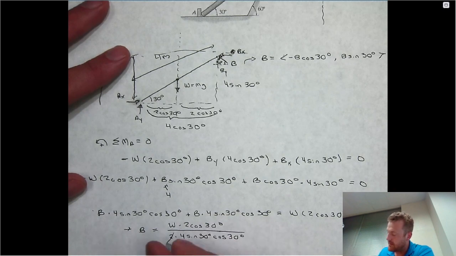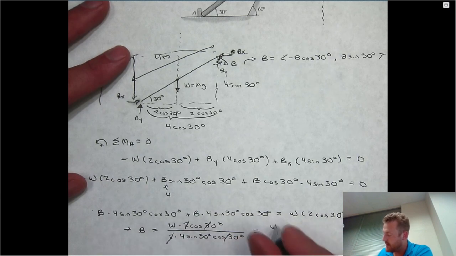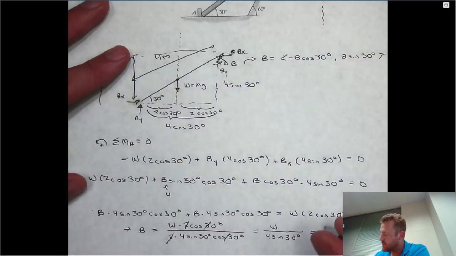And if you do some cancellations there, you can get quite a bit of terms to cancel. And you find that this is just w divided by 4 sine of 30. And what was our weight here? It was 22. So that's going to be 22 times 9.81 to get the weight. And then we're going to divide all that by 4 sine of 30.